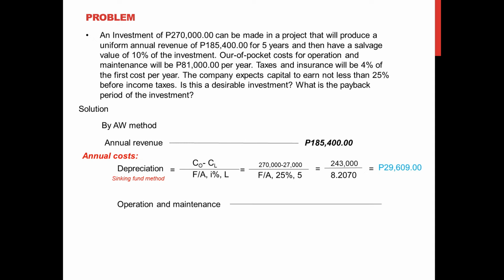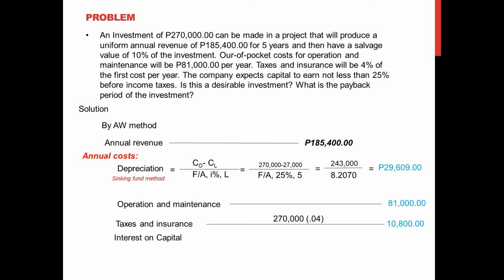And then for the operations and maintenance, we have 81,000 pesos. And then taxes and insurance, we have 270,000, the first cost, times 4%. That is equal to 10,800 pesos. And then the interest on capital, we have 270,000 times 0.25 pesos. Now take note, as presented, include that and yield to 67,500 pesos.